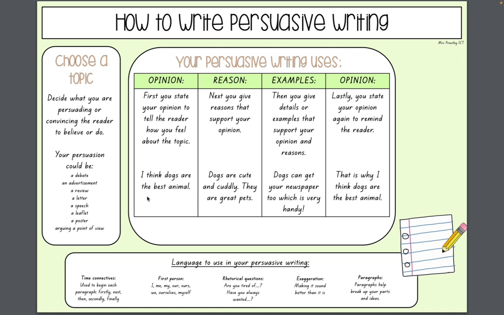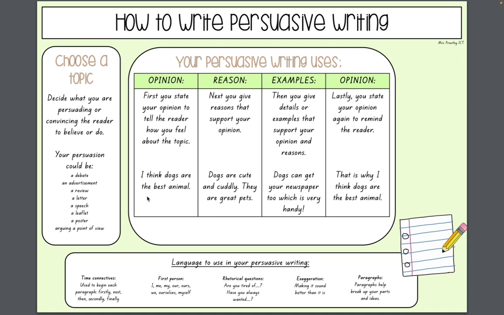And an example here that we used is, I think dogs are the best animal. It's clear what you think. The reason is that dogs are cute and cuddly and they are great pets. So that's the reason you think dogs are the best animal. And examples of this are dogs can get your newspaper too, which is very handy.